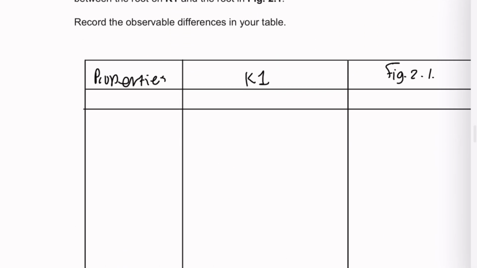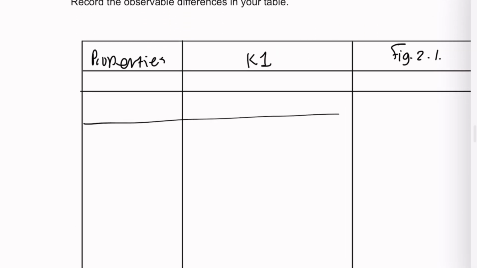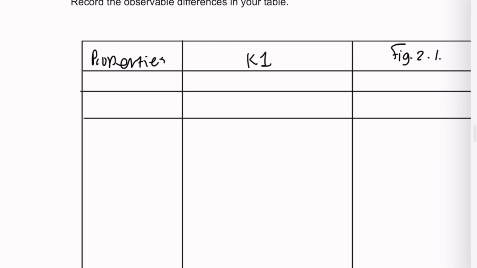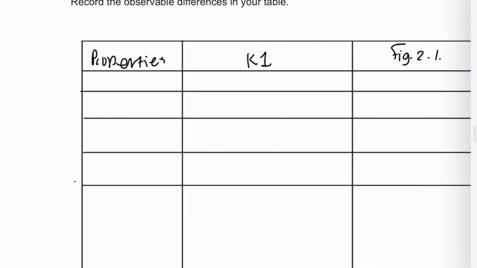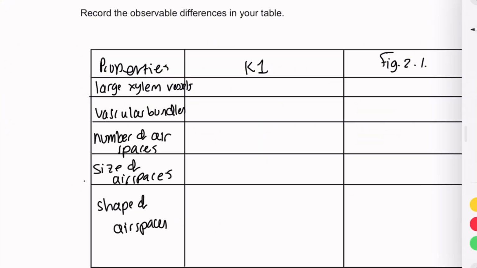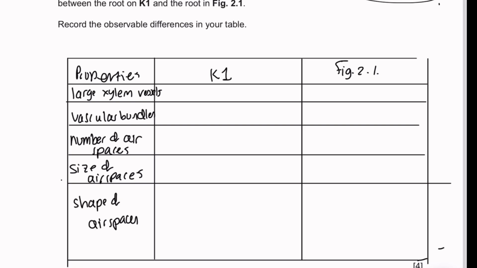Now I'm gonna get the answers from the mark scheme so that we know what we're talking about. So let's see the answers from the mark scheme and talk about them together. Okay, so in the properties, what he's looking for is large xylem vessels, vascular bundles, number of air spaces, size of air spaces, and shape of air spaces. Now these are 5 answers, and you have 4 marks on this question. 1 mark will be on the table, 3 marks on the properties. Make sure to write down more than 3 properties.